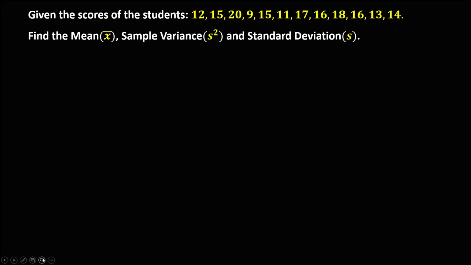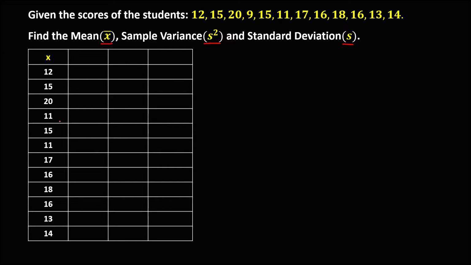So let's have this problem. Given the scores of the students, find the sample mean, the sample variance, and the sample standard deviation. We're going to solve this problem in a table form. Then we have x for the scores of the students.